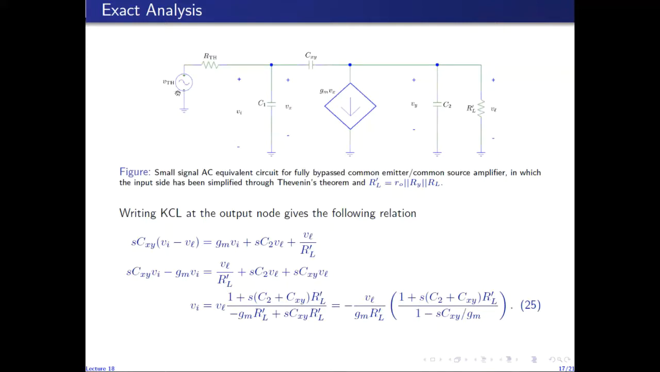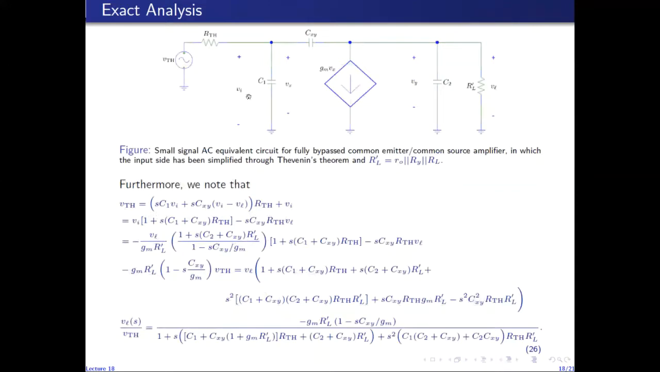Now we can write Vi in terms of VThevenin. So VThevenin is divided between RThevenin and Vi. VThevenin is the voltage drop across RThevenin plus Vi. The voltage drop across RThevenin is the current through RThevenin times RThevenin. So the current through RThevenin, which flows from this node to this node, that is from left to right, is the sum of the currents through C1 and CXY.